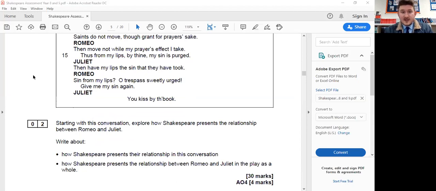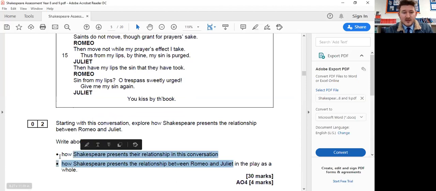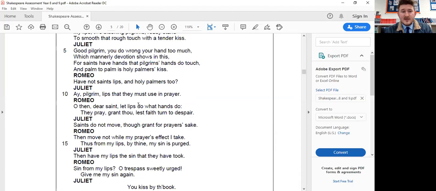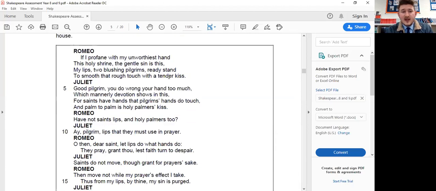When you come to do your literature paper 1 or paper 2 for GCSE, you'll be faced with a question that literally looks identical to this. So it's all about practicing and getting the skills in place now. The two parts of answering the question really well are thinking about the 2 bullet points which are given to help you. So it's how Shakespeare presents their relationship in this conversation. So thinking about some of the different bits they say to each other.